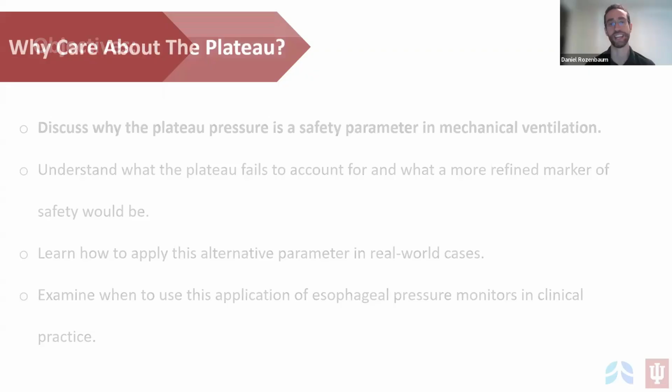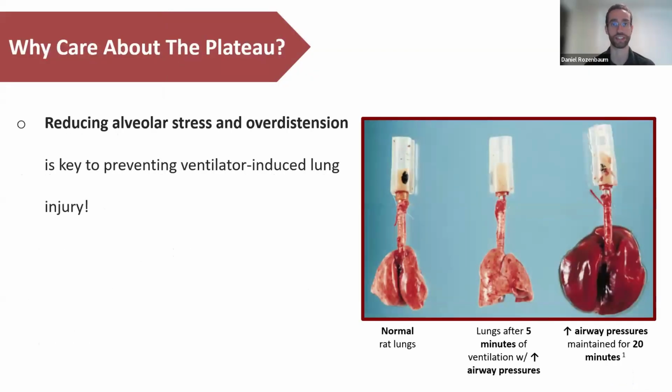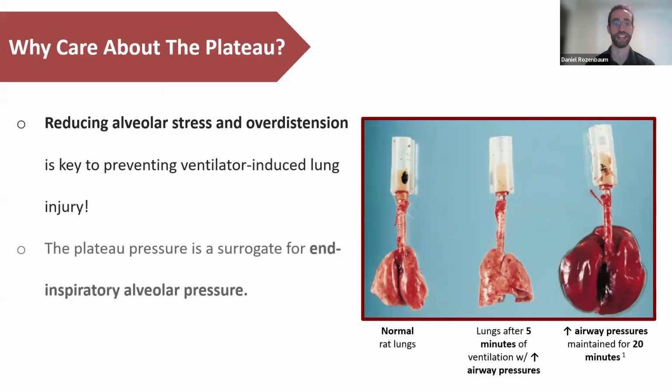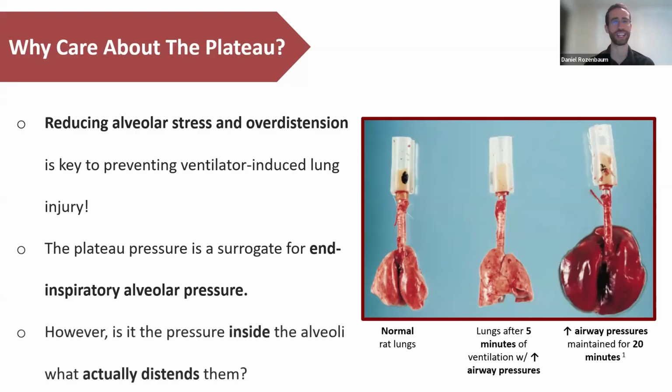Let's get started. A key principle in ventilating patients with ARDS is to avoid inflicting further lung injury by minimizing alveolar stress and overdistension. The plateau is a marker of safety because it is a surrogate for end-inspiratory alveolar pressures. It makes sense: having high end-inspiratory alveolar pressures poses the alveoli at risk for overdistension and injury, like you can see in the picture. However, is it the pressure inside the alveoli that actually distends them?